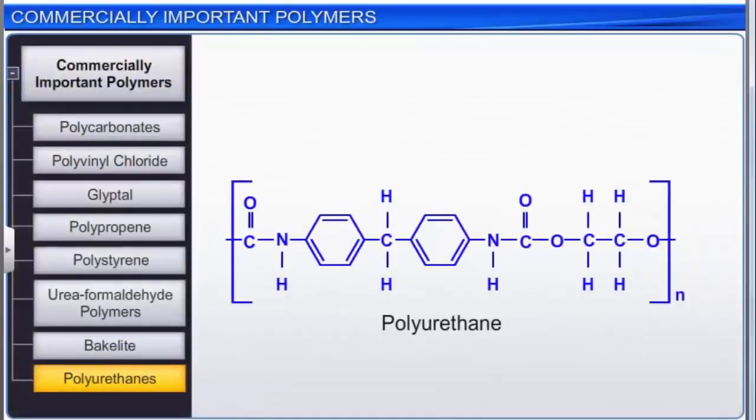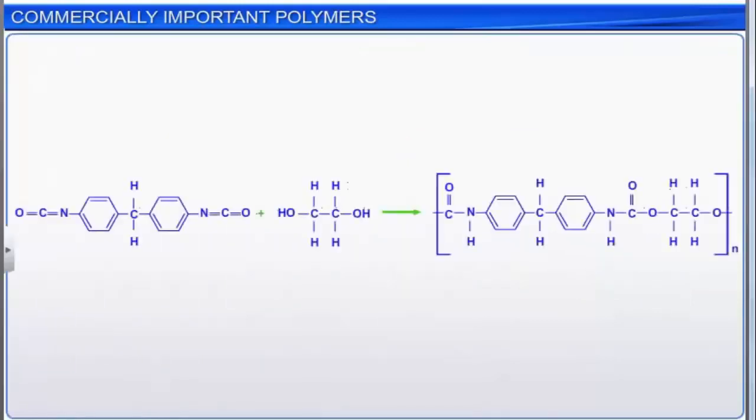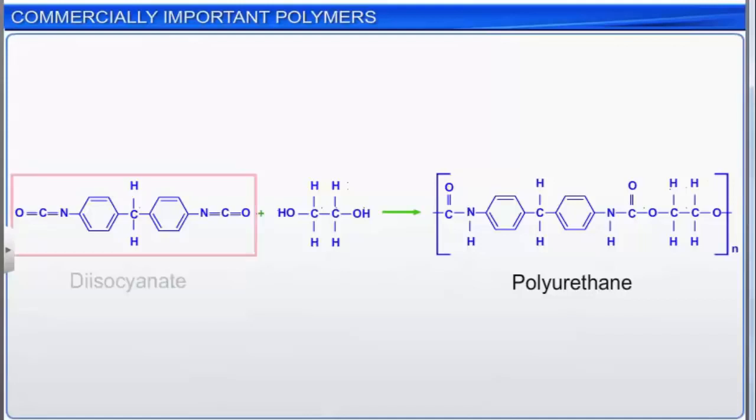Polyurethanes are a class of polymers with a urethane linkage. The formula for a simple polyurethane is shown here. In general, they are made from two monomers, a diisocyanate and a dihydroxyalcohol.